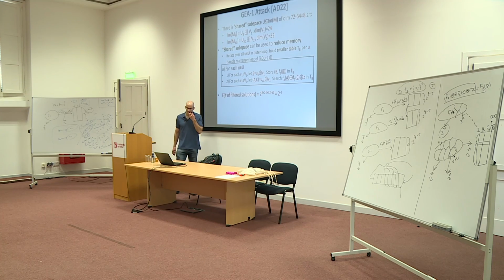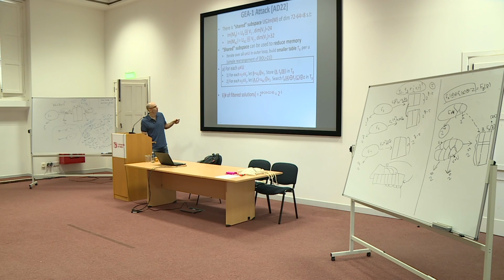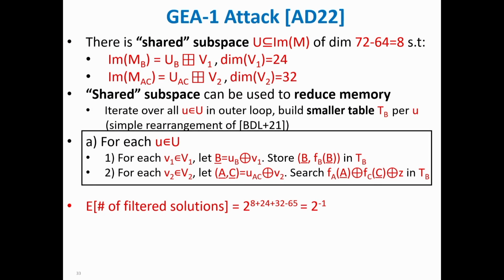Now you can see that the number of filters solution also adds up. In a sense, we solved two problems at the same time. Why is that? How many states are we iterating over now? We have this common subspace of dimension 8, here we're iterating over a subspace of dimension 24, and here over a subspace of dimension 32. So the number of internal states that we're iterating over, if you sum everything up, is 2 to the 8 plus 24 plus 32. It adds up to 2 to the 64, as we would expect.